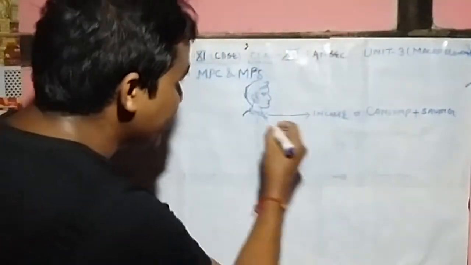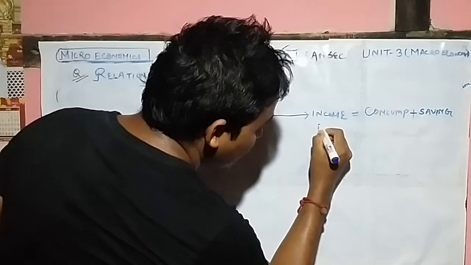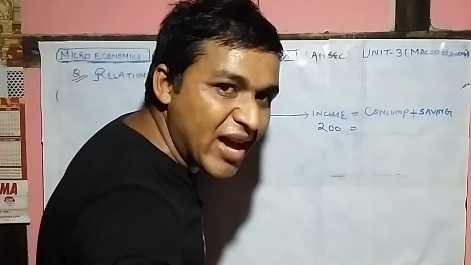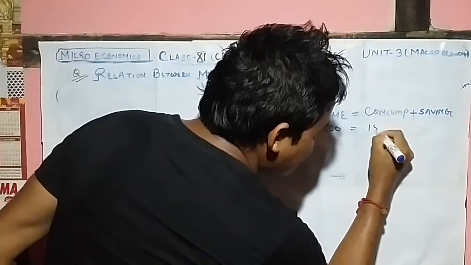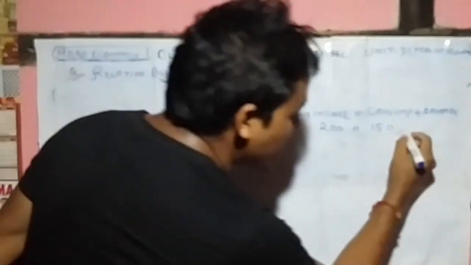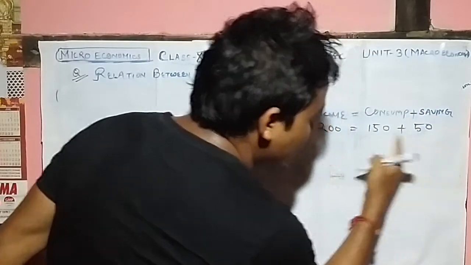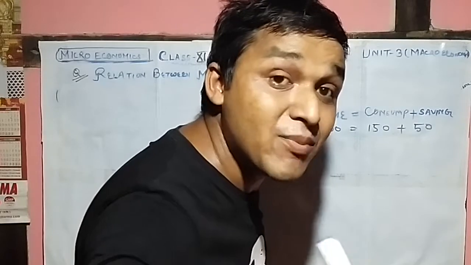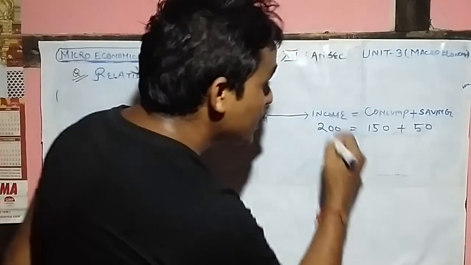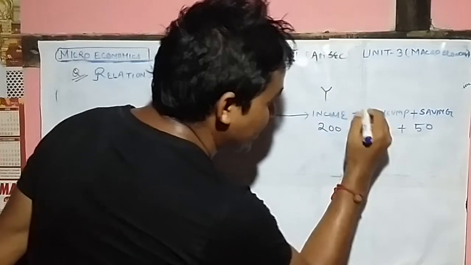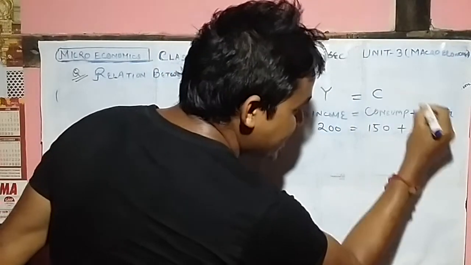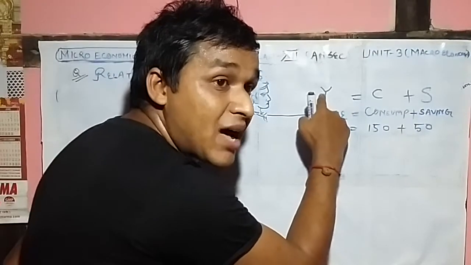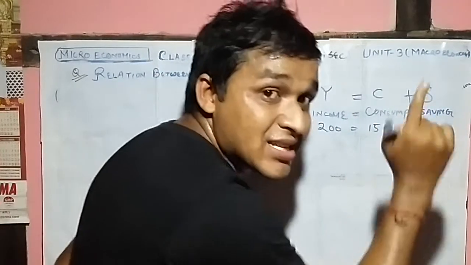Say an individual has an income of rupees 200, and out of the 200 he spends some on consumption. Let us take consumption as 150 rupees, and the rest that remains is 50. So 150 plus 50 equals 200. Here income equals consumption plus the remaining amount, which goes to saving. We denote income as Y, consumption as C, and saving as S. So the equation is: income equals consumption plus saving.